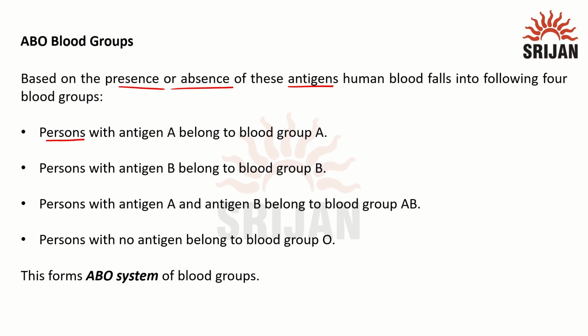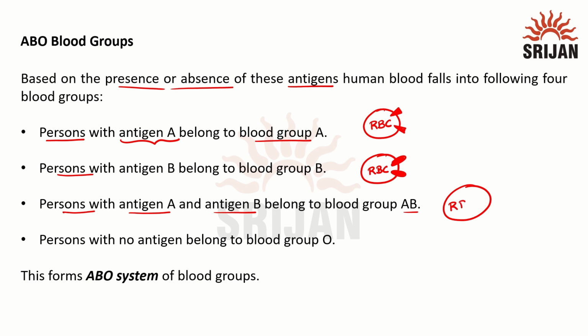So, first is a person who has antigen A belongs to blood group A. That means on the RBC cells, you will find antigen A, the glycoprotein type A. So, that is blood group A. Now, a person having an RBC containing B antigen will have blood group B. Next, a person who has both antigen A and B will belong to blood group AB. That means on the same RBC, you will find A as well as B antigen.